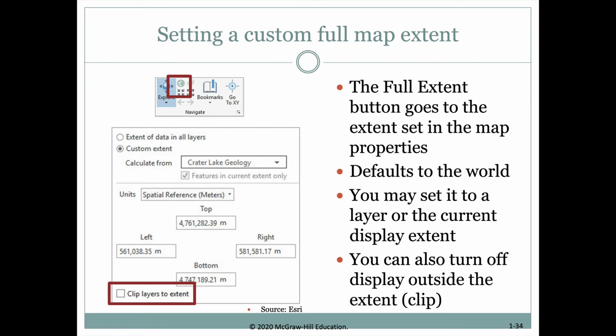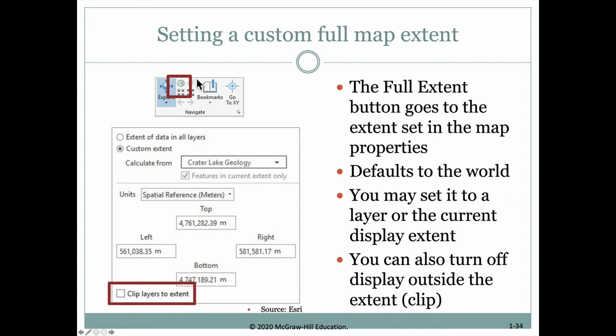As you work with ArcGIS Pro, you'll see that there's a lot of different settings and resources out there that you can use. As one example, let's look at this full extent, which shows up under Navigate as a little bit of a globe, as we can see right there. The default for the full extent is that it zooms to the entire world.